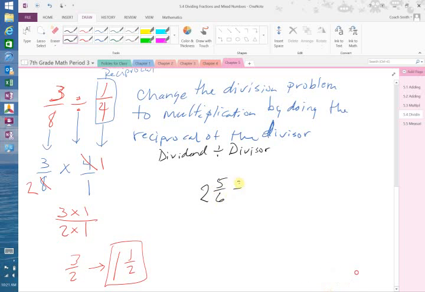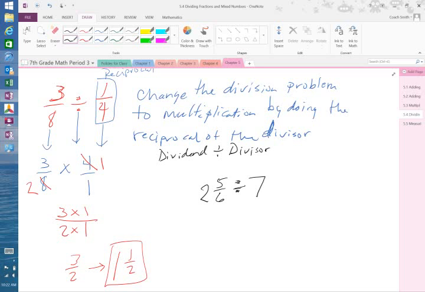2 5/6 divided by 7. So does 7 go into 2? No, it doesn't. 7 doesn't go into 2 a whole number of times. So that means I'm going to have a proper fraction as my answer. Okay? If it was like 14 and 5/6 divided by 7, then I'm going to have a mixed number because 7 does go into 14 2 times, and so I'll have a mixed number.